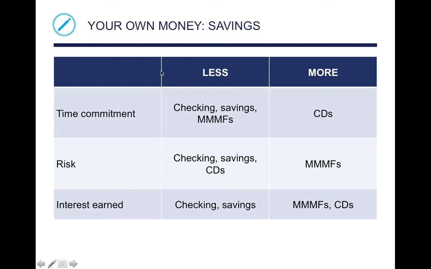So there's a couple things to consider when it comes to savings. There's time commitment, risk, and interest earned. Less time commitment is the checking and savings and your money market funds, MMMF. Checking savings, and you have your money market mutual funds. More time commitment are your certificates of deposits, and that's what we mean when we say CDs. Those stand for certificate of deposits.